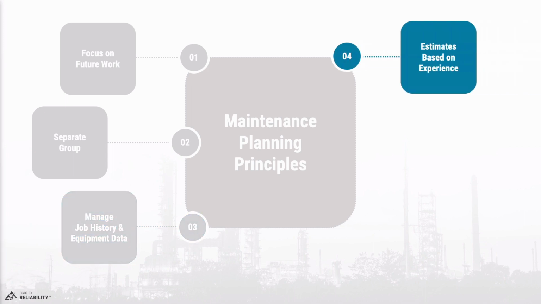Principle 4 is that job durations need to be estimated based on experience. And what I mean by that is that you need to rely on the experience, knowledge, and skill set of your maintenance planner and let him or her estimate job durations to the best of his or her ability. Of course, there's no problem if sometimes the planner tests those duration assumptions with, say, the maintenance supervisor or one of the more experienced technicians, but that should be by exception.